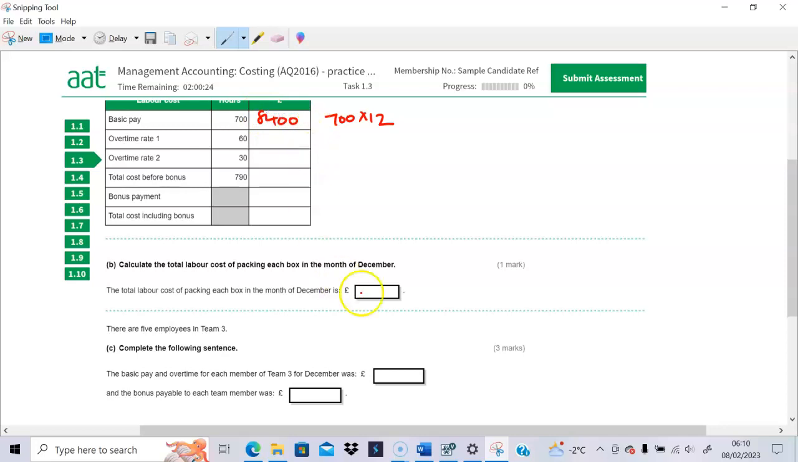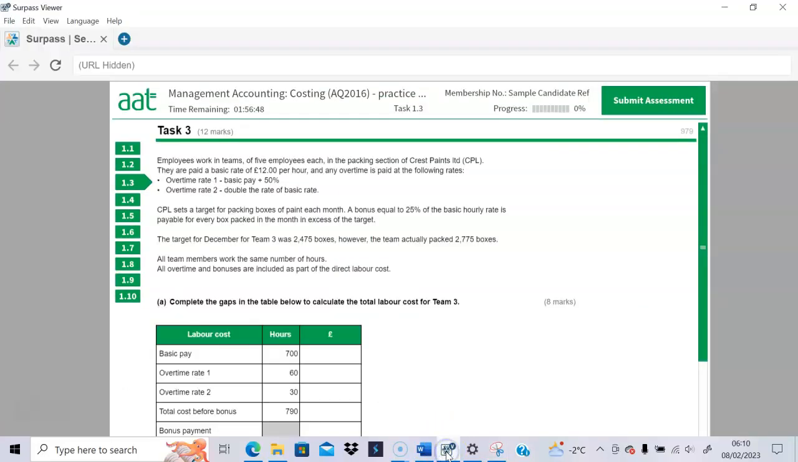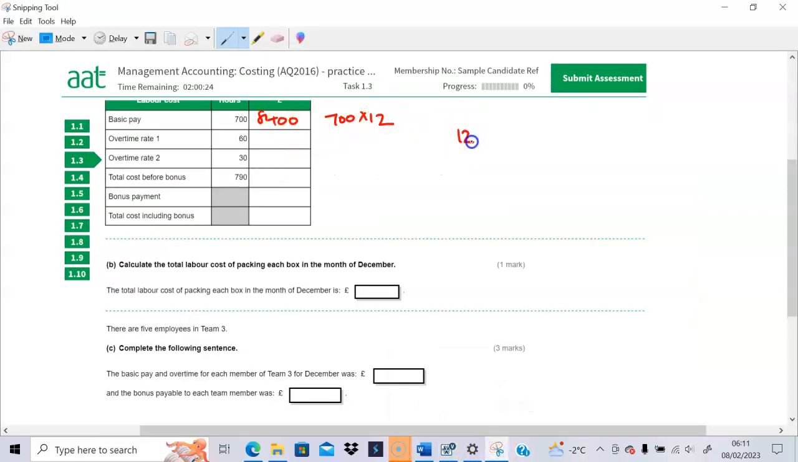And then if you look at the question, it goes on to say that the first overtime rate is basic rate plus 50%. And if the basic rate is £12, 50% of that is 6. So you're in effect getting £18 for working overtime. So that's 60 times 18, which brings us to 1080.